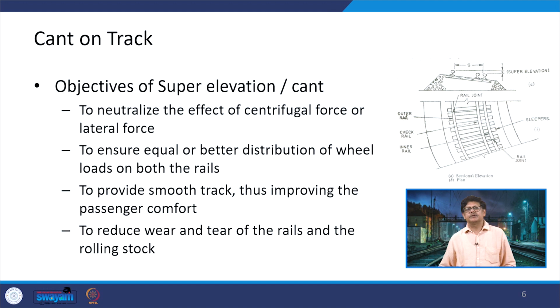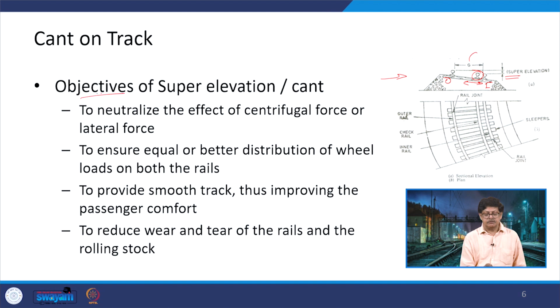So, finally, what are the objectives of providing the Cant, or the objectives of providing a superelevation? Now, you can see on the diagram shown on the right hand side, this is the inner rail and this is the outer rail, and there is a difference provided in the levels of the inner rail and the outer rail, which is the superelevation or the Cant, and the gauge is maintained between these two. Because the pressure is there for the train to go towards the outer side, another rail is provided here to help it. These rails which are provided to assist it are the check rails.